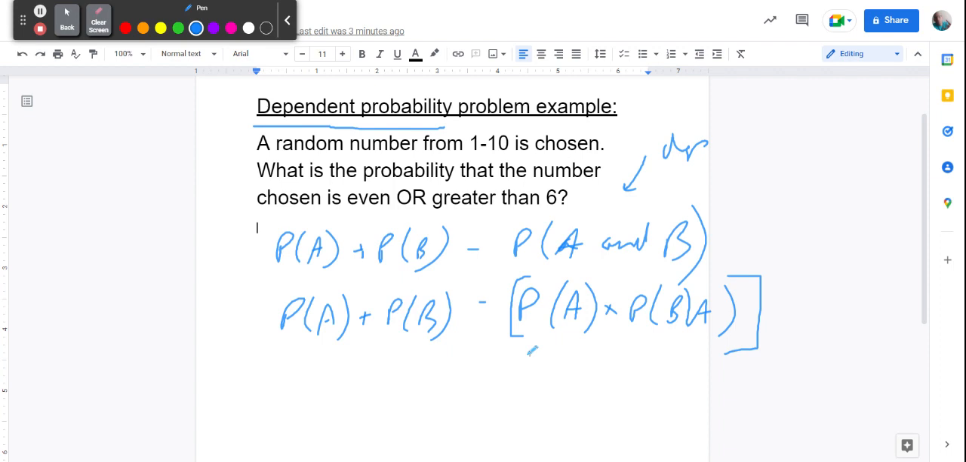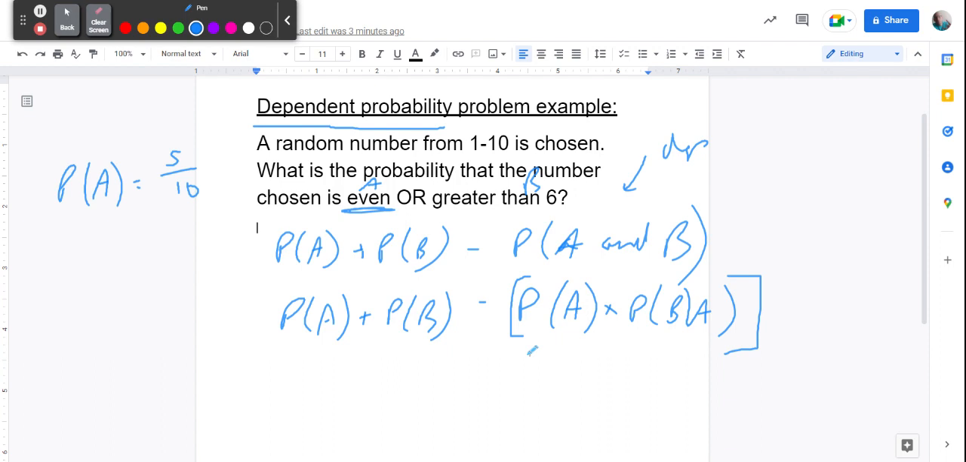Okay, so the number chosen is even, so that will be our A. Greater than 6 will be our B. Now the probability that our number chosen is even, the probability of A: even numbers from 1 to 10, there's 5 of them, right? So there's a 5/10 chance of an even number.